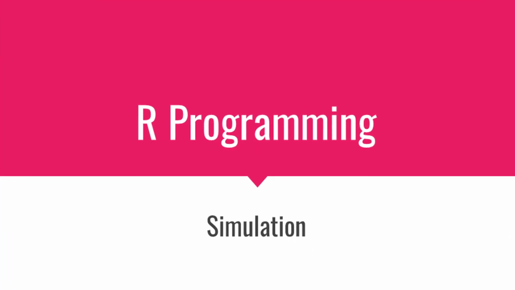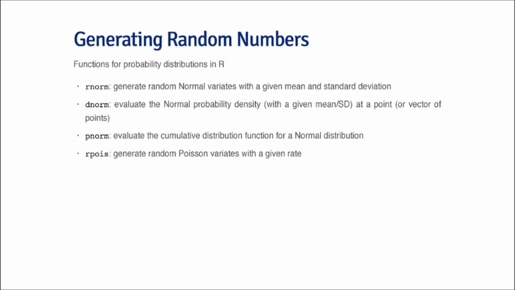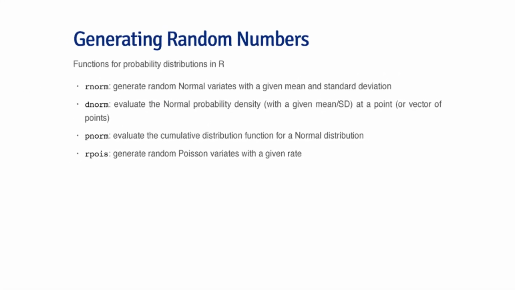Now I'm going to talk about simulation in this lecture. Simulation is a very important topic for statistics and for a number of other applications. So I just want to introduce some of the functions in R that can be useful for doing simulation. There are a couple of functions that are available for simulating numbers or variables from given probability distributions. Probably the most important of which is the normal distribution.